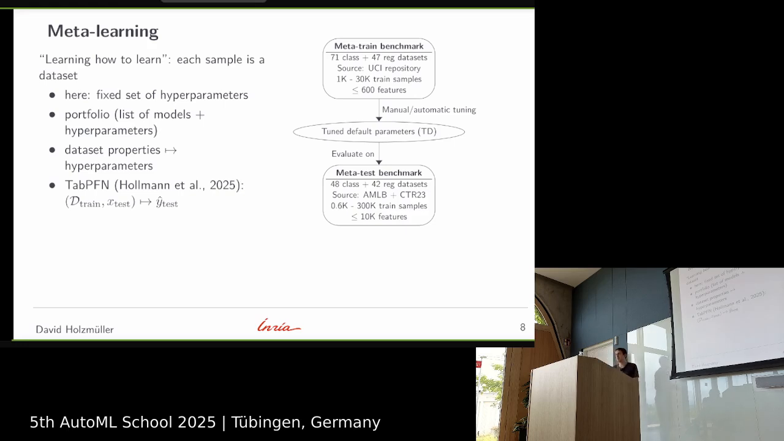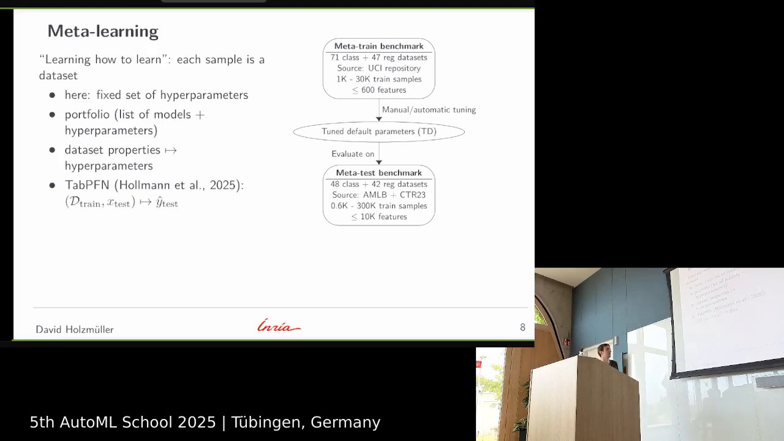Then you can have different levels of granularity of meta-learning. Here we basically have the simplest form, where you only learn a fixed set of hyperparameters for a model. But you could learn a list of models and hyperparameters, which is called a portfolio. You could try to learn a map from dataset meta-features to best hyperparameters, or you can try to learn the entire algorithm by just, yes? Just for clarity, here you just learn static hyperparameters. Yes. I guess it says it in the first bullet.